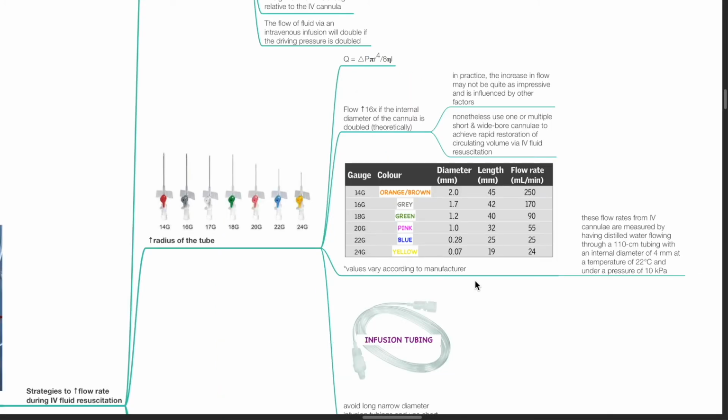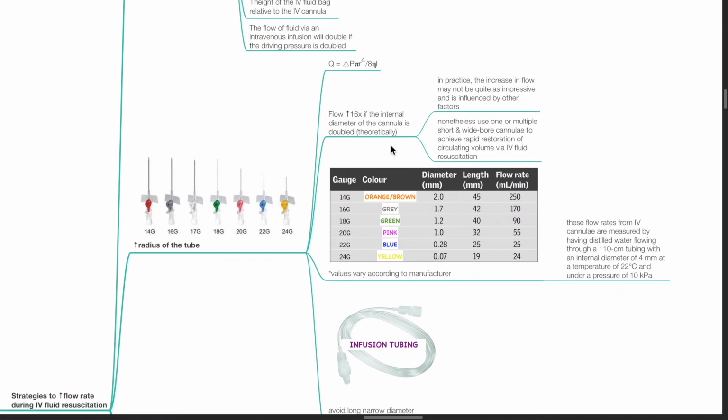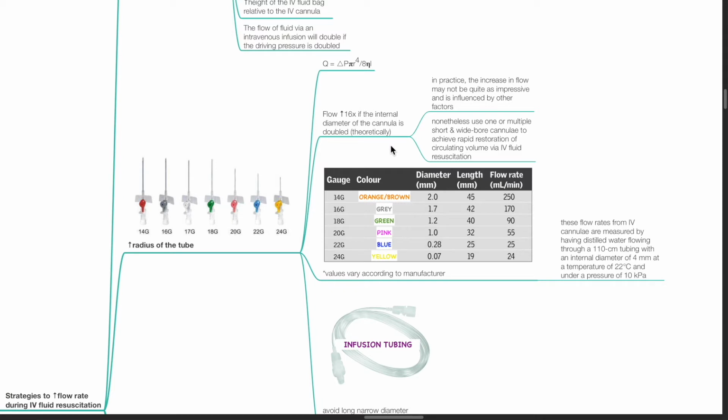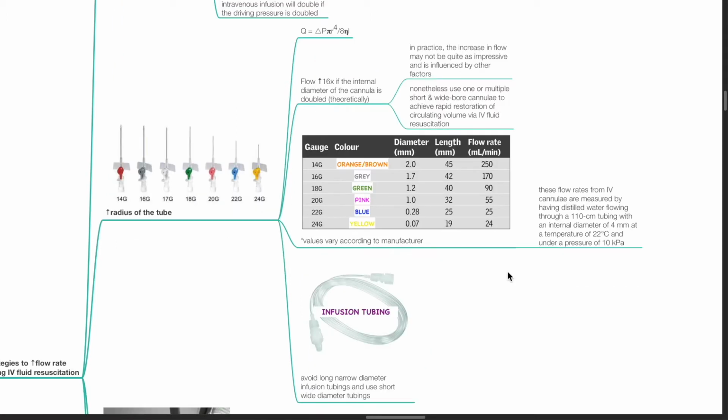Increase the radius of the tube. The flow rate can increase by up to 16 times if the internal diameter of the cannula is doubled. In practice, the increase in flow may not be quite as impressive and is influenced by many other factors. Nonetheless, the use of one or multiple short and wide bore cannulae to achieve rapid restoration of circulating volume via IV fluid resuscitation is highly recommended. These values vary according to manufacturer.